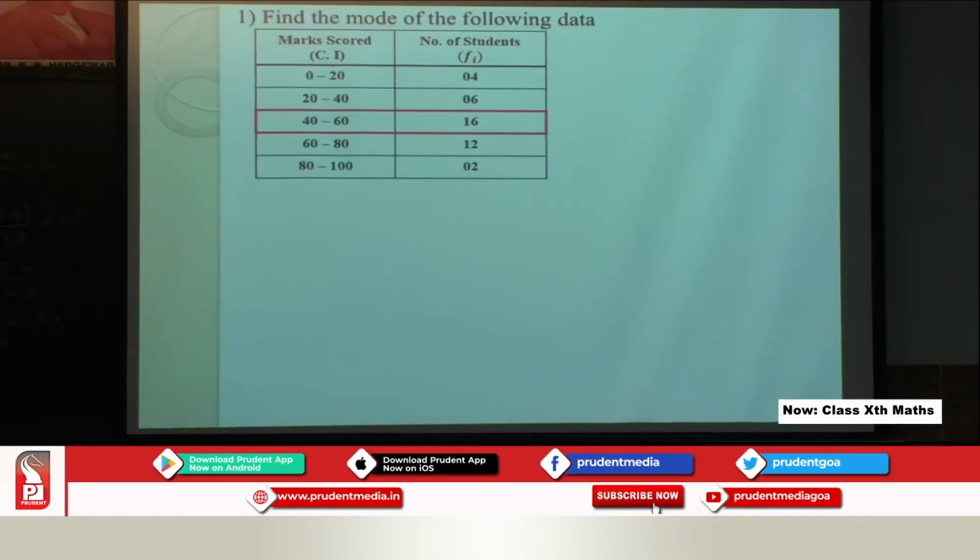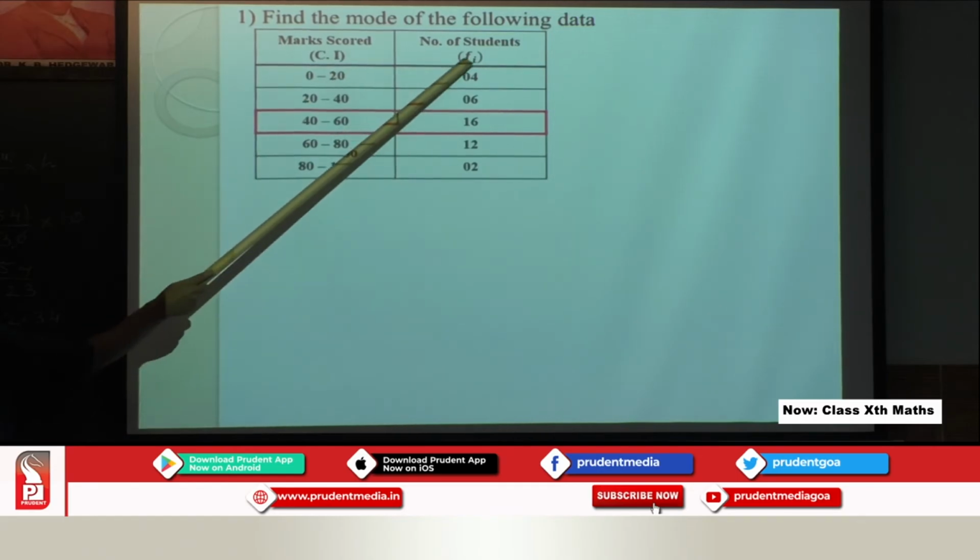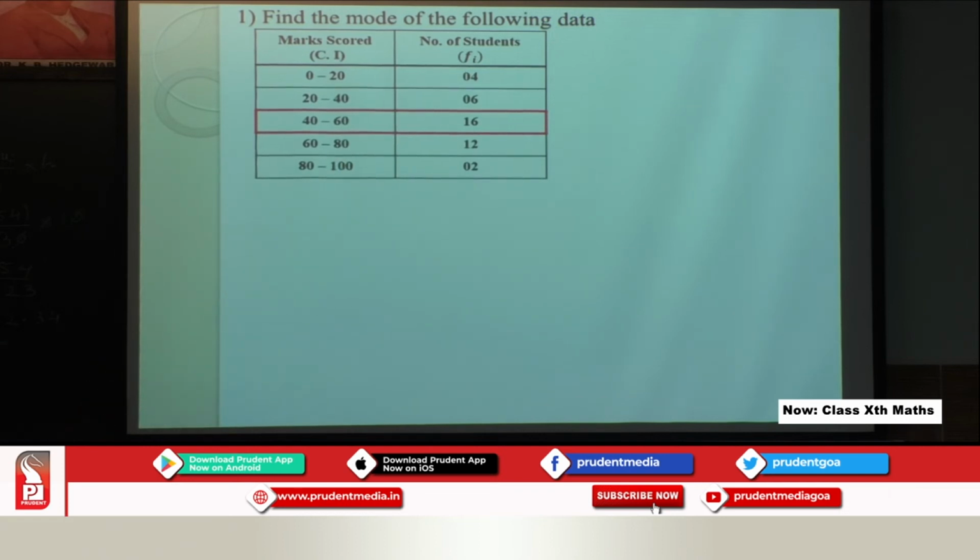Find the mode of the following data. So here the table is given. Marks score, that is the class interval. Number of students, that is Fi. First, what do I have to do? I have to select the modal class, the class which has the maximum frequency. You can see which is our maximum frequency here. 16 is the maximum. I am showing you 16. So 16 is the maximum number, that means it is the maximum frequency.